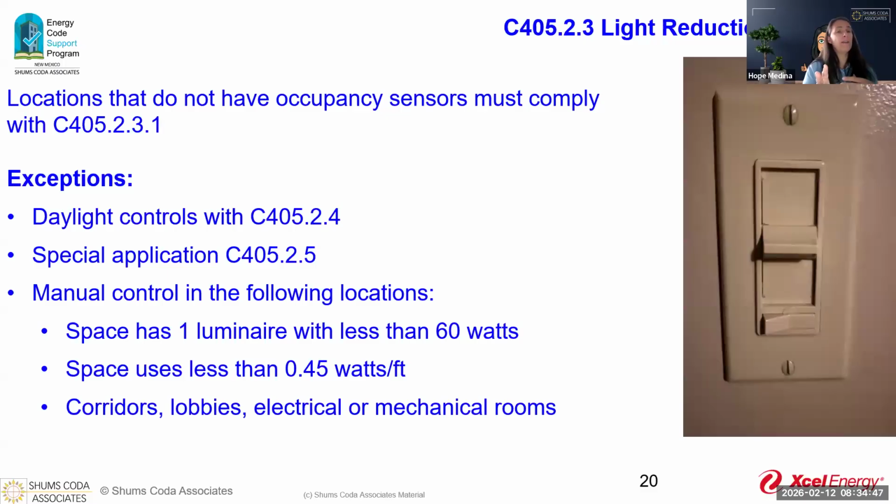Now, another one that is exempt is the special applications, and that's because with that, they have their own criteria of what they have to do. So what you are going to do is when you have those manual controls, if it has one luminaire with less than 60 watts, you have a space that uses less than 0.45 watts, or your corridor, lobby, electrical, or mechanical rooms, you happen to be an exemption for it, and you have that manual control there.